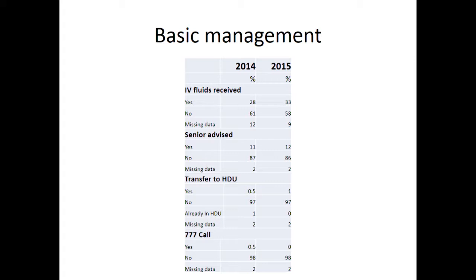So a lot of these patients didn't require fluids, but we'd excluded people that were palliative care. We'd excluded people that was their normal blood pressure. Almost all of the time, a senior, including a registrar, wasn't even told. The house surgeon reviewed and it was left at that. Almost no one was transferred to HDU, between 0.5 and 1% of patients. And one person in the first year had a cardiac arrest call. No other patients did.